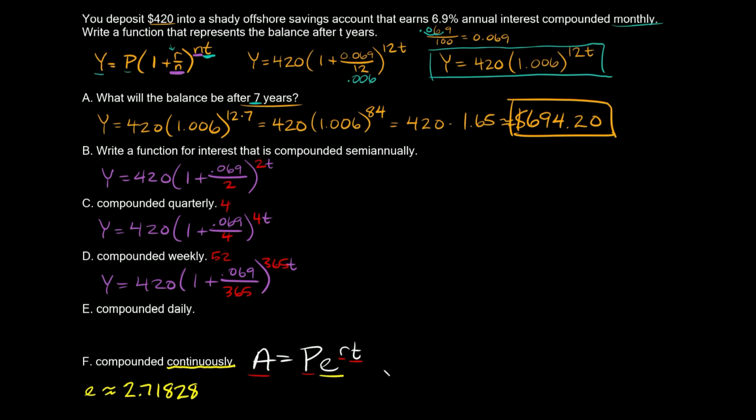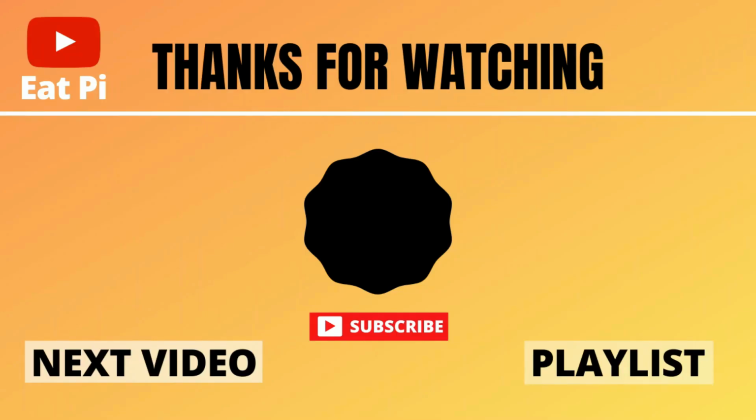So if we wanted to use it in this case, if we wanted to write a function, it would be A is equal to the principal, which is still the same, it's still 420, times e raised to the r times t. And the rate is still the same, so it's still 0.069 times t.